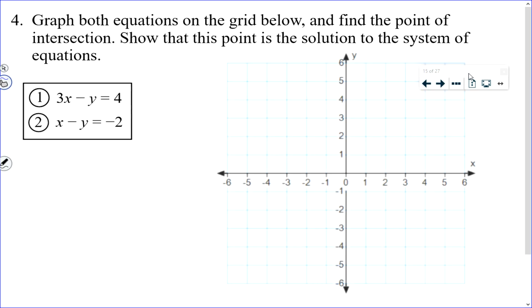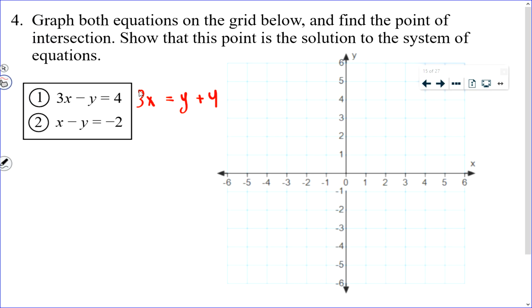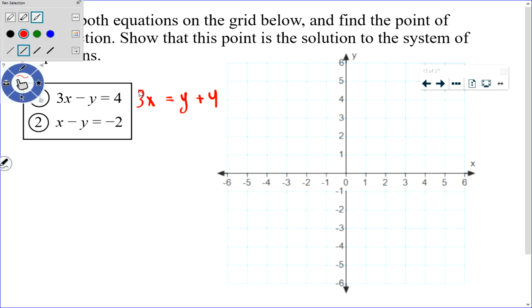So here's what we're going to do. We're asked to graph both of these equations. Well, the first thing we have to do is rearrange them for y. My first equation can be rewritten as 3x equals y plus 4. All I'm doing there is adding y to both sides. And then if I subtract 4 from both sides, equation 1 becomes y equals 3x minus 4.